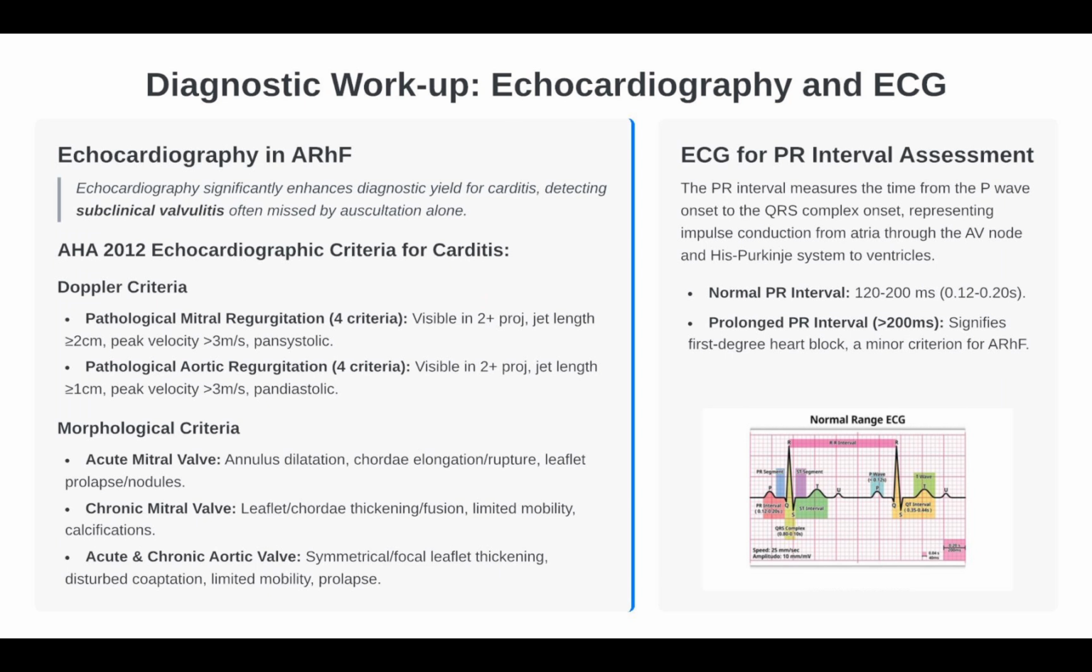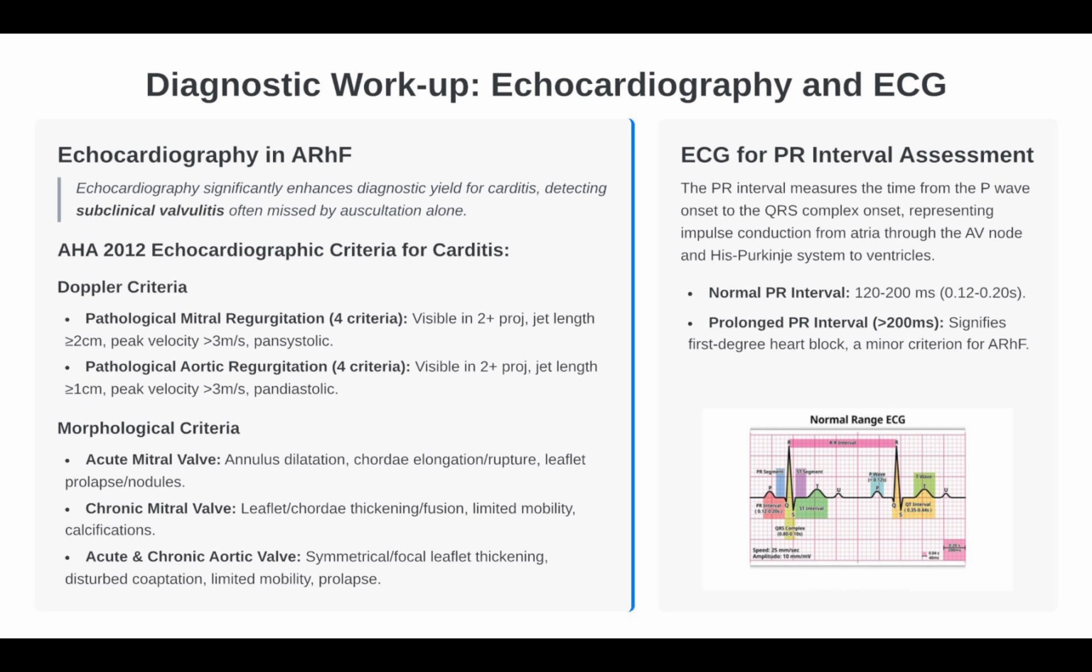For pathological mitral regurgitation, you need to see it in at least two different views. The regurgitation jet must be at least 2 cm long in one view, its peak velocity greater than 3 meters per second, and it must be pansystolic, meaning it lasts throughout systole. Similarly, for pathologic aortic regurgitation, visible in at least two views, a jet length of at least 1 centimeter, a peak velocity greater than 3 meters per second, and it must be pandiastolic, lasting throughout diastole.